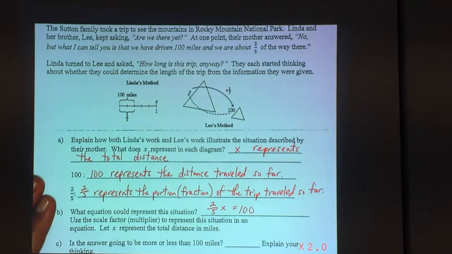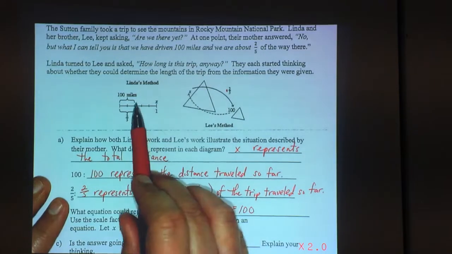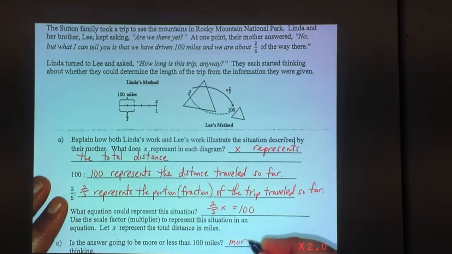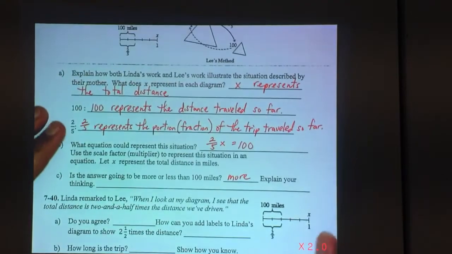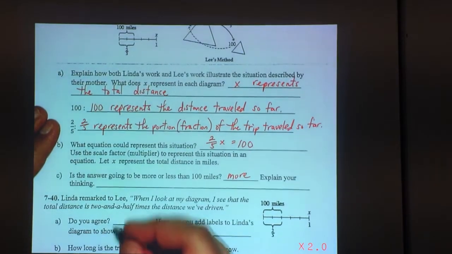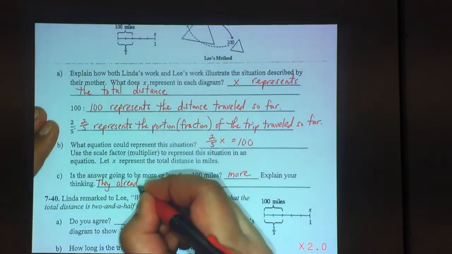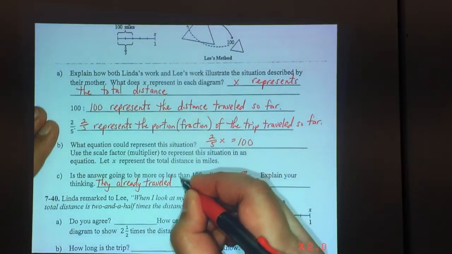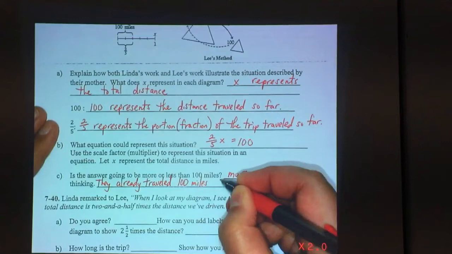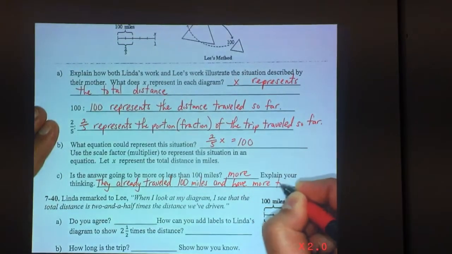Is the answer going to be more or less than 100 miles? Well, think about this. If they've only gone 100 miles, and they are not there yet, do they have more or less to travel? More. Explain your thinking. They already traveled 100 miles and have more to go.